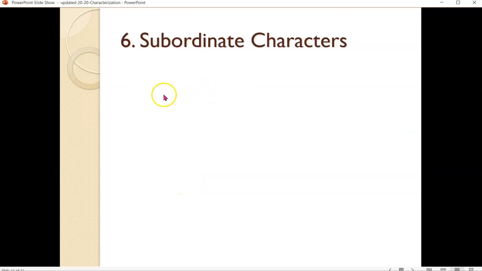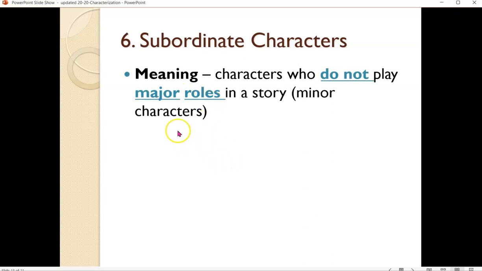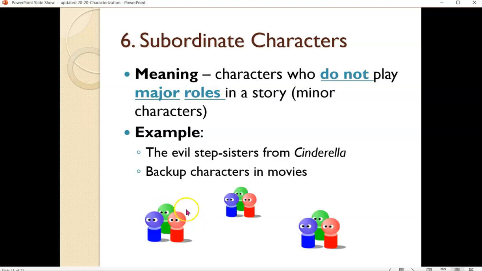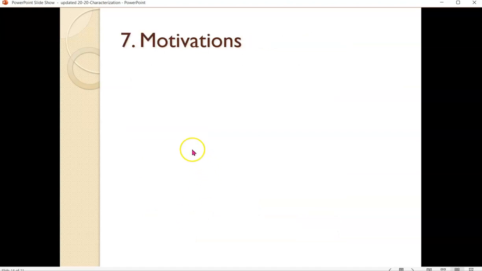So now we have subordinate characters. Subordinate means less than or not as equal to. So subordinate characters are characters who do not play major roles in a story. They're just the minor characters, the people who help the story, but they really don't make a huge difference. Some examples are the evil stepsisters from Cinderella and some of the backup characters you would see in movies. All right, if they're there, great. If not, you wouldn't really miss them. They're the people whose names you don't necessarily remember.